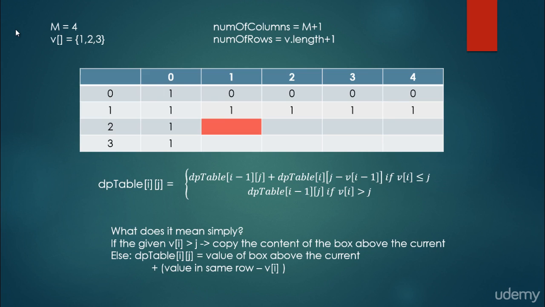Here it's going to be a bit tricky, so that's why we are going to use the formula. So what does this formula mean simply? If the given v[i] is greater than the j, the v, if you may recall, stores the coins. So the v1, for example, is 1, the v2 is 2, the v3 is 3, so the v is just the coins. So if the v[i] is greater than the j, and the i is the row index, 0, 1, 2, 3, and the j is the column index, 0, 1, 2, 3, 4, then copy the content of the box above the current one, and else the dp table i, j is equal to the value of the box above the current one plus the value in the same row, and we have to go to the left as many steps as the number of the coin.